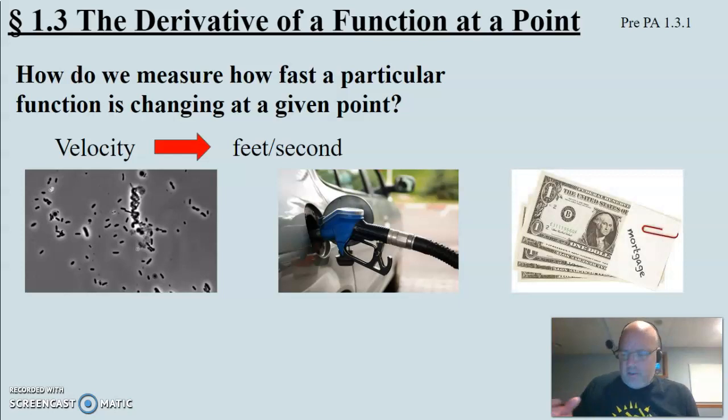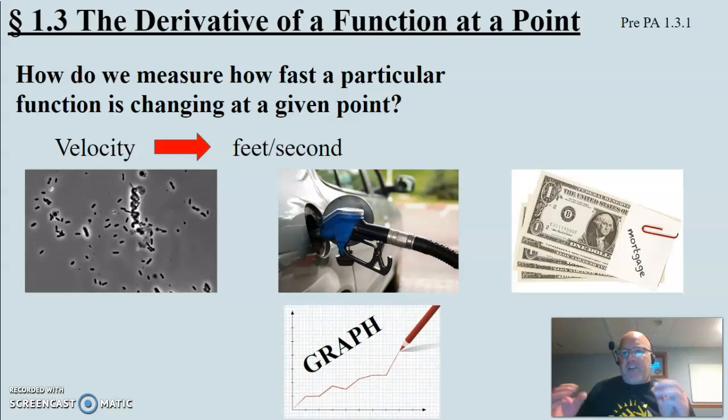Or your mortgage, how much you owe on your house. And as interest rates change, how quickly can you pay down your house? Or if you add a little bit of extra money to your monthly payment, how is that going to change the length of time before your house is paid off? All of these things measure change, and not only do they have a function associated with them, but there's also a graph that gets associated with it as well.